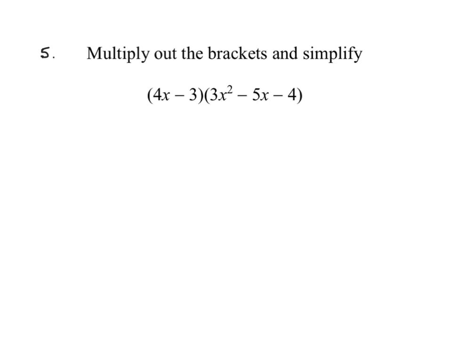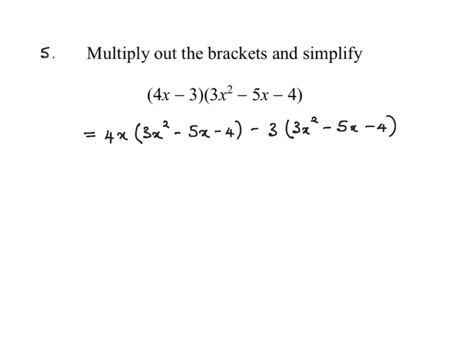So we want to multiply the brackets out. I know that you prefer to split this up, so it's 4x times 3x squared minus 5x minus 4, minus 3 times 3x squared minus 5x minus 4. And then we'll multiply out.